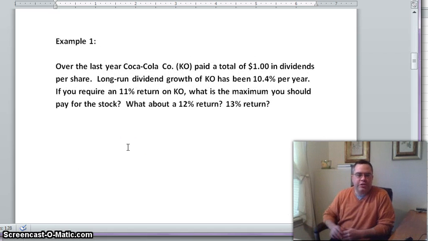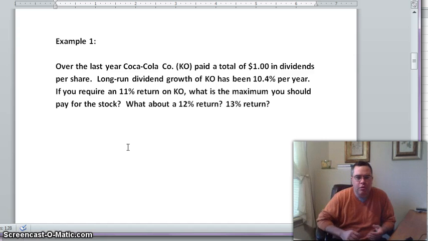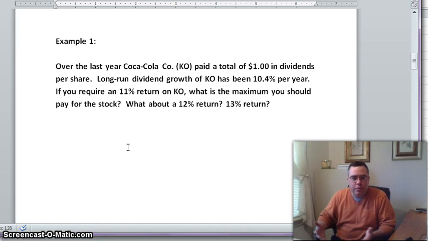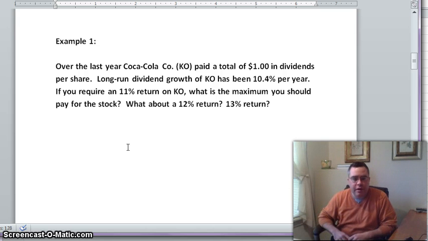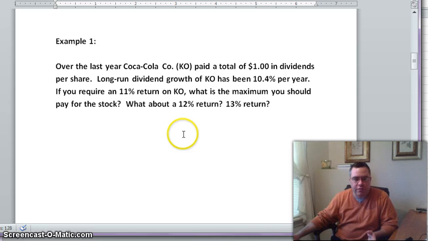Example 1, over the last year, Coca-Cola Company paid a total of $1 in dividends per share. Long-run dividend growth of Coke has been 10.4% per year. If you require 11% return, what's the maximum you should pay for the stock? What about a 12? What about a 13% return? So it's just a straight application of the formulas.